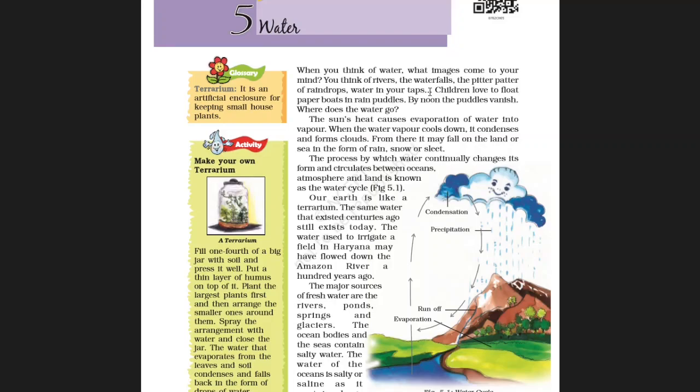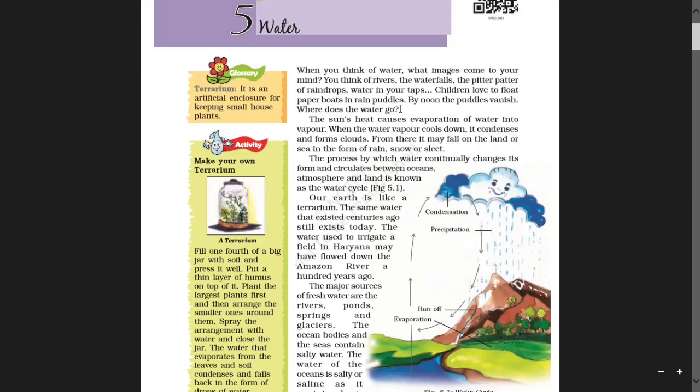Children love to float paper boats in rain puddles. Small children, they like what? To float boats which are made of paper in rain puddles. Puddles mean a small pool of liquid like that. By noon the puddles vanish. Where does the water go?